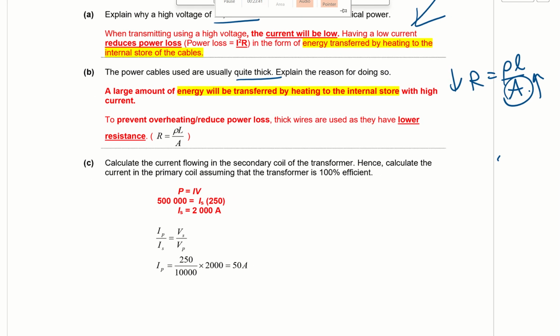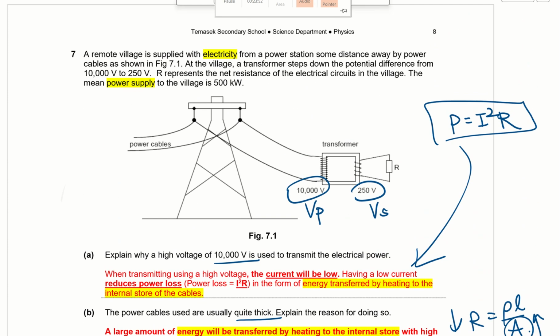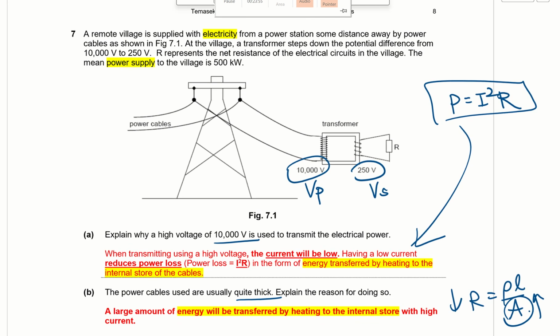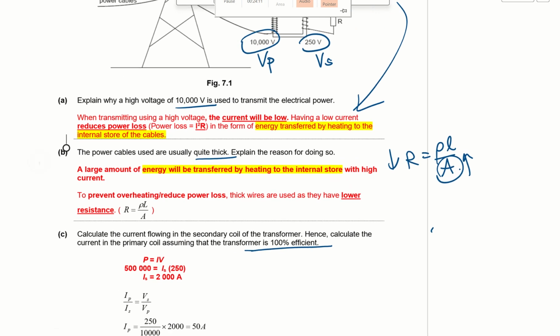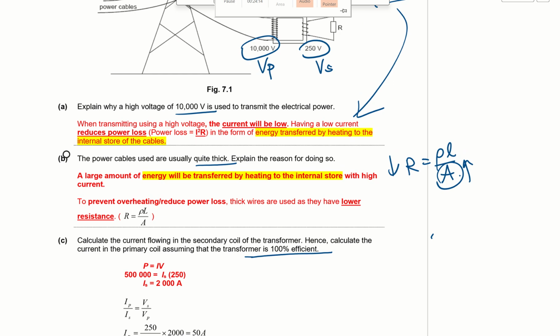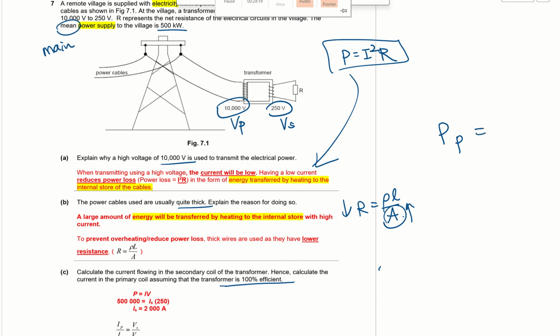Now calculate the current flowing in the secondary coil. Hence calculate the current in the primary coil, assuming that the transformer is 100% efficient. Okay, so what were we given? So the 500,000 is the main power supply. The main power supply to the village is 500 kilowatts, which means this is the PP and also equals PS.